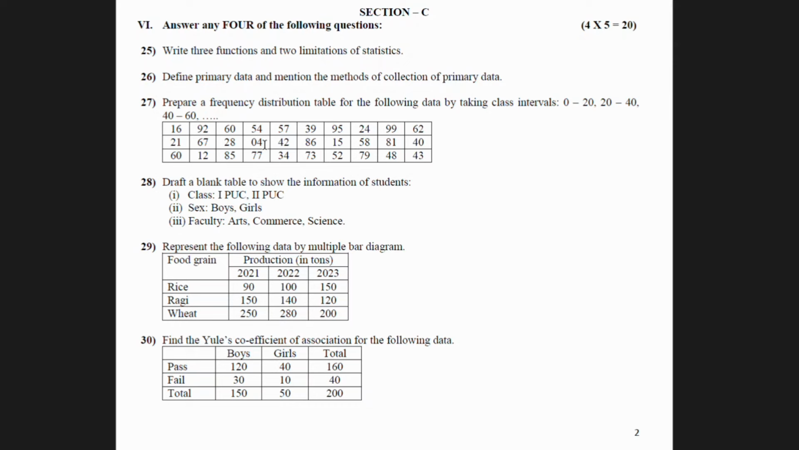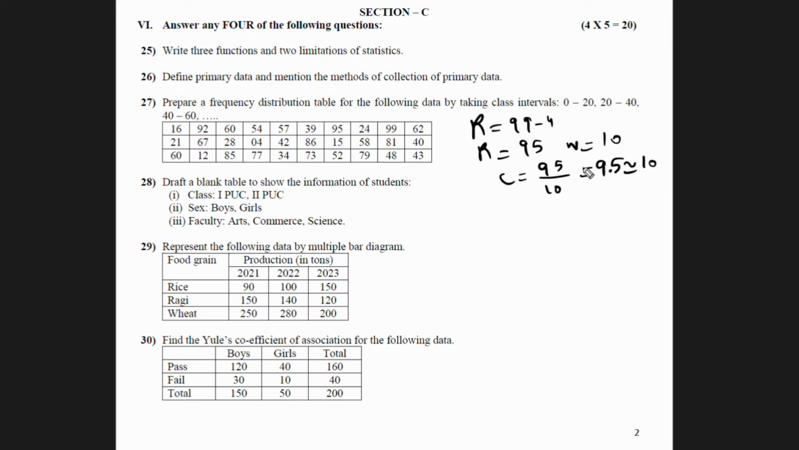Once you compute the range, next you have to write the number of intervals. Here your range is 99 minus 4, 95. Suppose you take class width equal to 10, then the number of classes here will be 95 divided by 10, which is 9.5, approximately equal to 10. So you will get 10 classes if you keep the width 10.